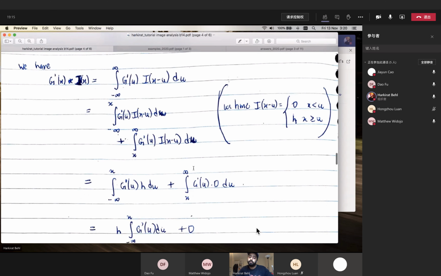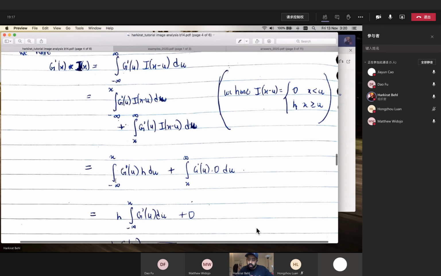So now let's utilize this. Within this range, when u lies from minus infinity to x, u is always smaller than x. So u is always less than or equal to x. In that particular case, the value of I of x minus u will be equal to h. So I just substituted that value. And in the case when u is greater than x, up to infinity, the value will be 0.